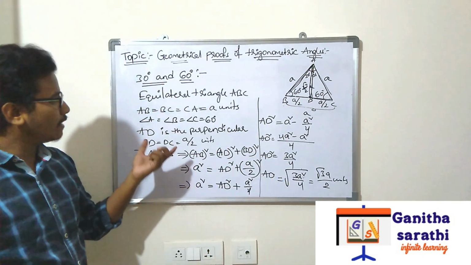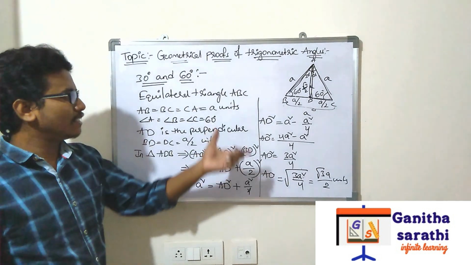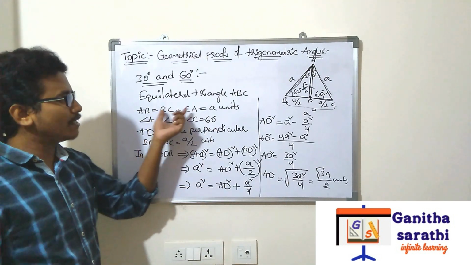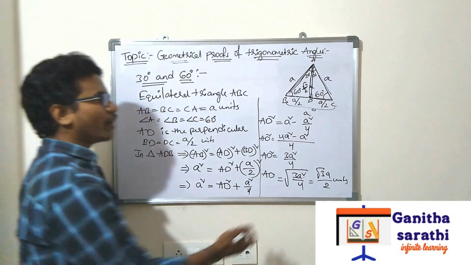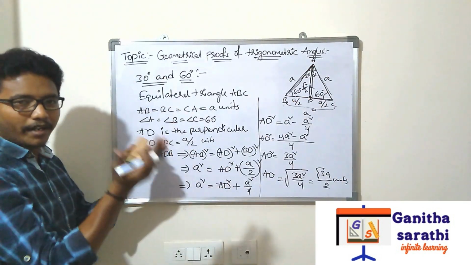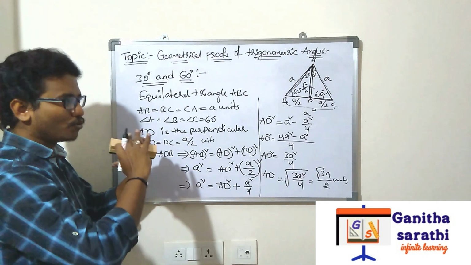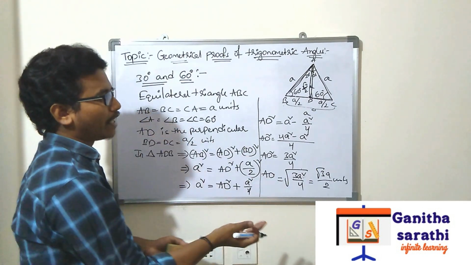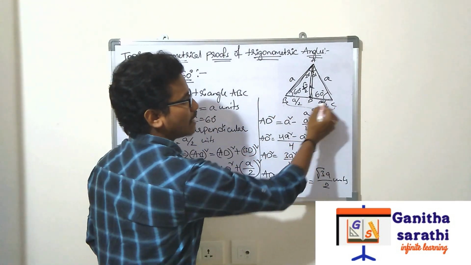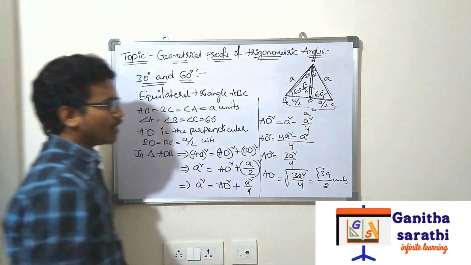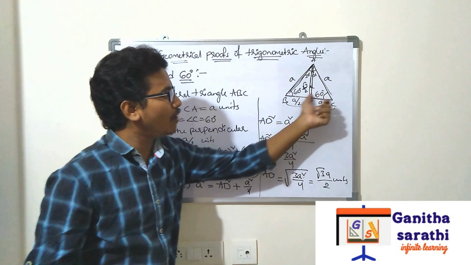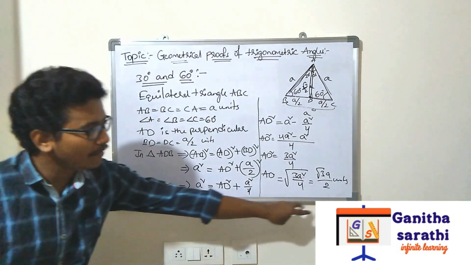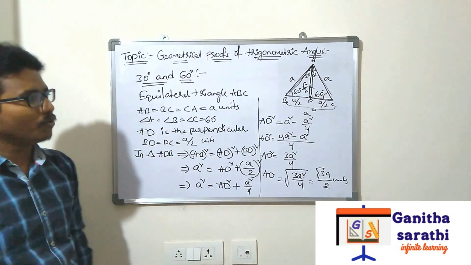Once again, equilateral triangle means what? Three sides will be equal. AB is equal to BC is equal to CA and also angles will be equal. Now if you draw a perpendicular bisector, it will be dividing into two equal triangles. If it is dividing into two equal triangles, the sides BD and DC are half, means A by 2 and A by 2. By using Pythagoras theorem, you can find the value of AD. What is the value of AD we got here? Root 3A by 2 units.